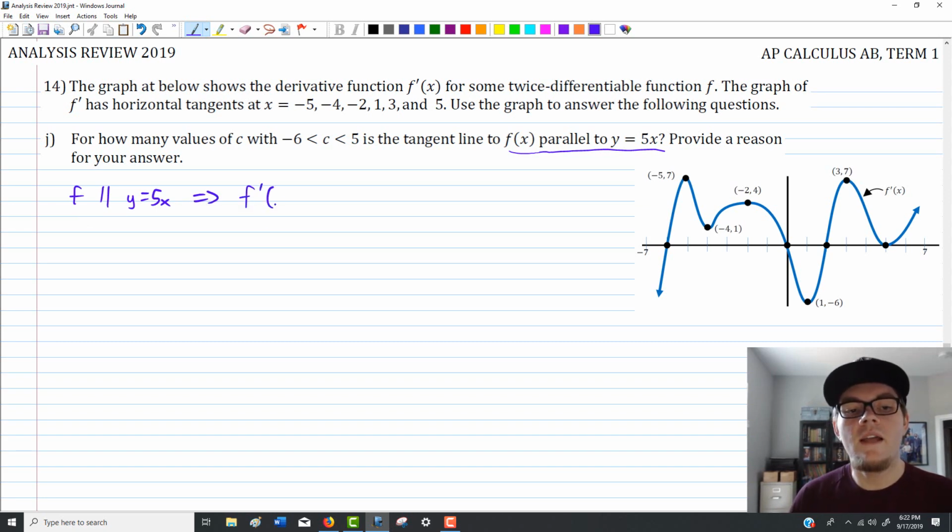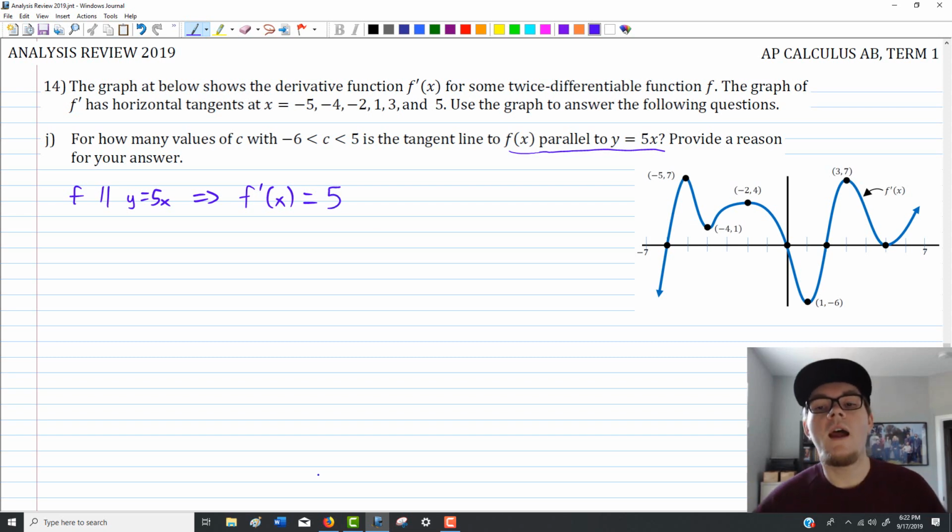That tells us that f prime of x has to be equal to what? I'll give you to the count of 4. 1, 2, 3, 4, 5. That's right. f prime of x has to be 5. So we're looking for how many different values between negative 6 and 5, which again I should probably mark this, negative 6 and 5, is f prime of x equal to 5.